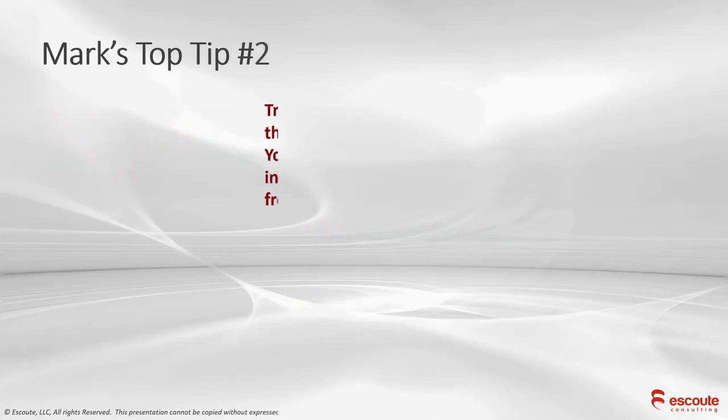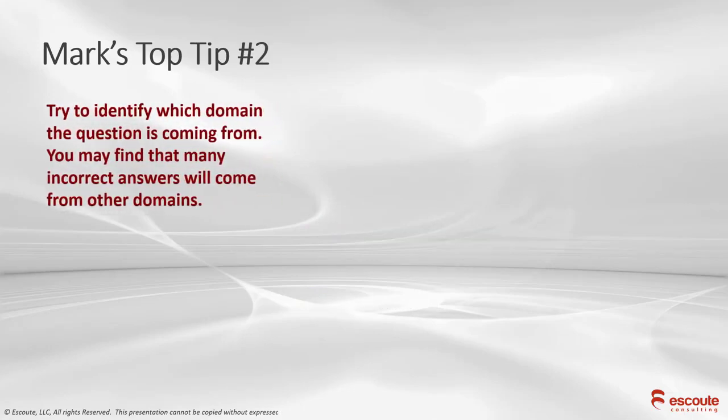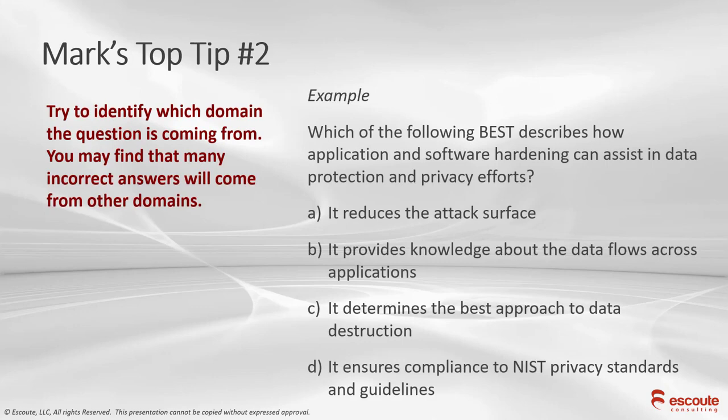Let's move on to top tip number 2. I should actually make this tip number 1 as one of my favorites. I think you should try to determine which domain the question is coming from. Remember, earlier in this presentation, we said there are 3 domains. If you can find which domain that question is coming from, you may find that many of your incorrect answers are coming from other domains. Here's the example. Which of the following best describes how application and software hardening can assist in data protection and privacy efforts? Well, before we answer this question, let's figure out where it comes from.